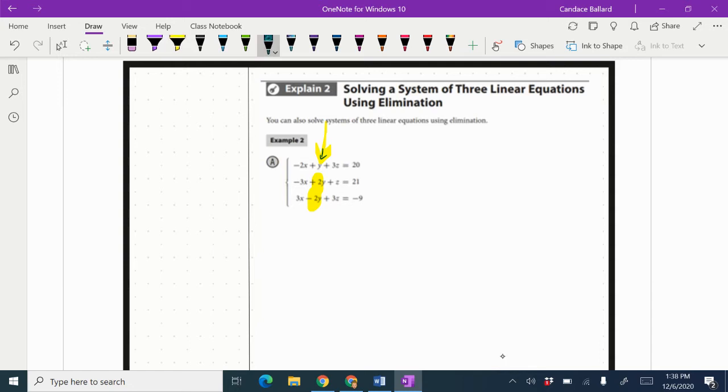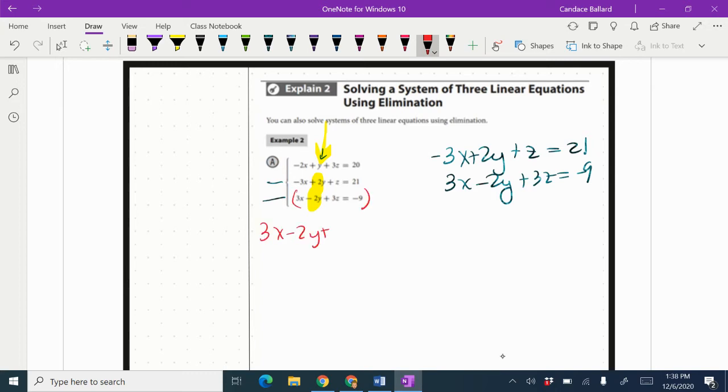So what I'm going to do is I'm going to take these last two and I'm going to rewrite them exactly the way they are. So negative 3x plus 2y plus z equals 21, and 3x minus 2y plus 3z equals negative 9. I'm also going to take and rewrite this one. So I've got 3x minus 2y plus 3z equals negative 9. And I'm going to multiply this one by 2, so I make that y opposite. I'm going to distribute the 2 through everything, including across the equal sign. So that would give me negative 4x plus 2y plus 6z equals 40.